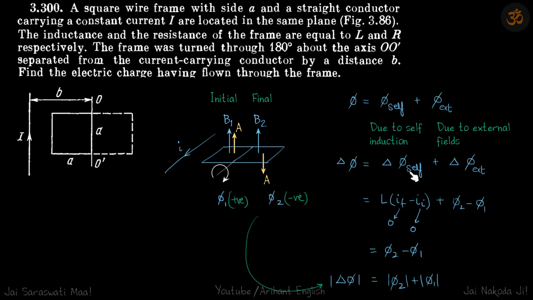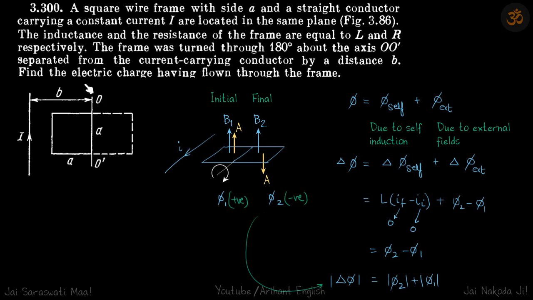Now phi self can be written as Li. So L is constant, so delta phi self becomes L times I final minus I initial. Now finally the loop is at rest, so current is 0. Initially also the loop was at rest, so the initial current was also 0. So both initial and final flux due to self induction are 0. So their change is also 0. So we are only left with delta phi external, which is final flux minus initial flux.